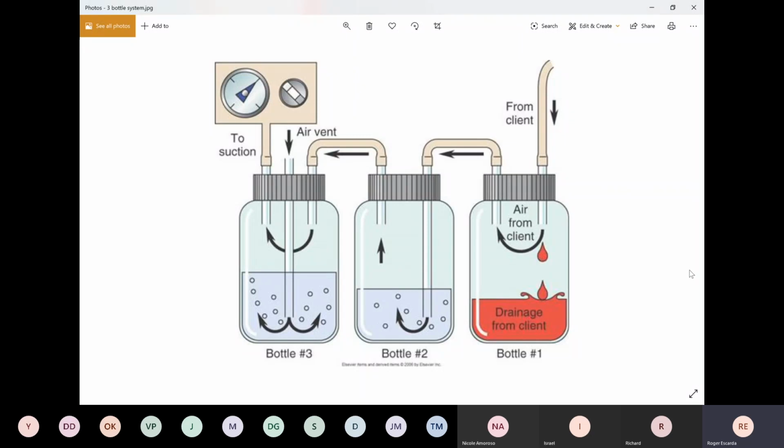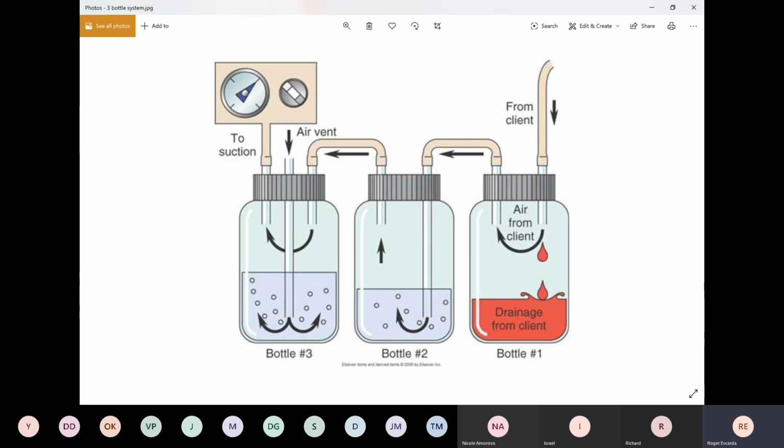All right. So this is the three bottle system. It's still being used. We still have it in the third world specifically, although we have the commercial types already also. And some older nursing homes here still have this. Maybe some hospitals too, they have it probably stashed somewhere. Okay, so these are three sterile bottles.